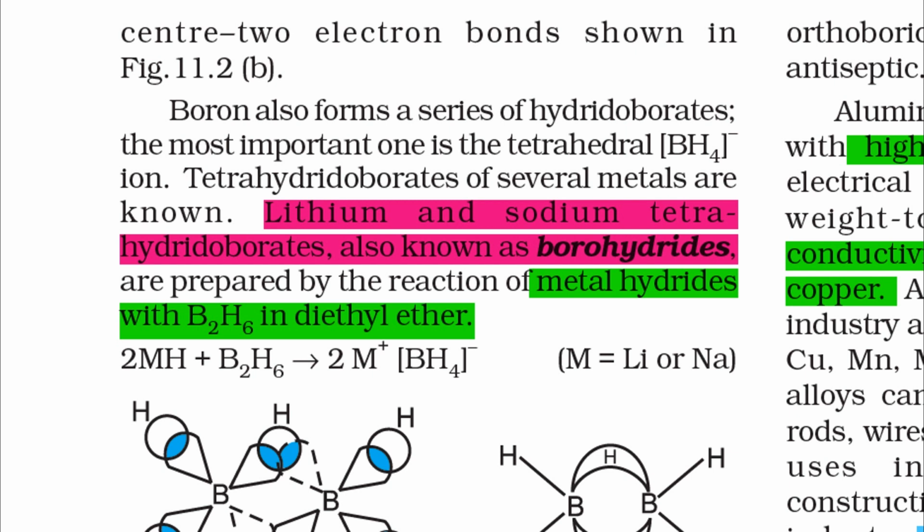Lithium and sodium tetrahydroborates are also known as borohydrides. This is very important, and it is prepared by the reaction of metal hydrides with B2H6 in diethyl ether. You can see the reaction: 2MH plus B2H6 gives rise to 2M plus BH4 minus, and here M is lithium or sodium.